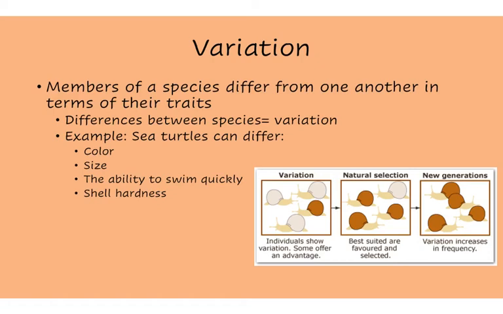So for example, if you were to look at turtles, sea turtles can differ in lots of different ways. They can be different colors. They can be different sizes. Some of them are better able to swim compared to others. And also some have harder shells than others.